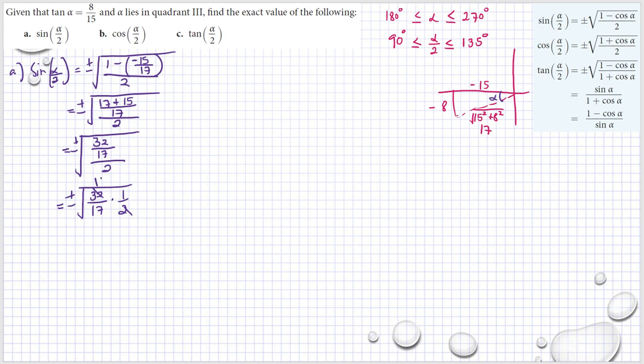Then we have 16 there. And the square root of 16 is 4, divided by the square root of 17. But then again, as you can see here, our alpha over 2 is in the second quadrant and sine is positive in the second quadrant. So we choose positive instead. Okay?